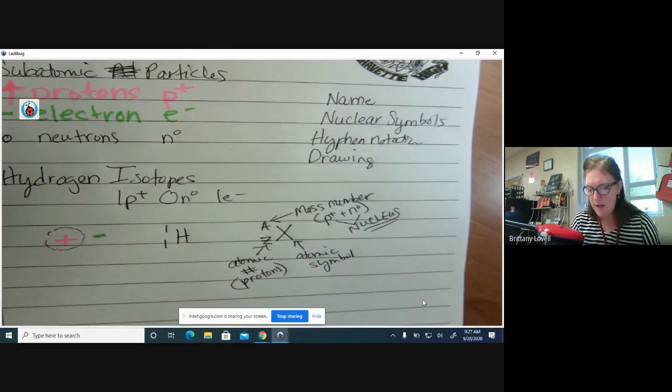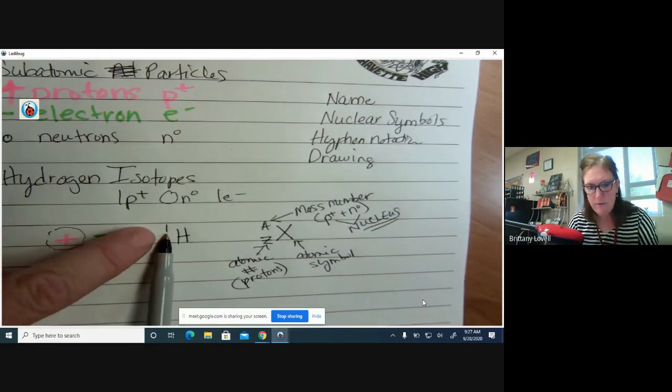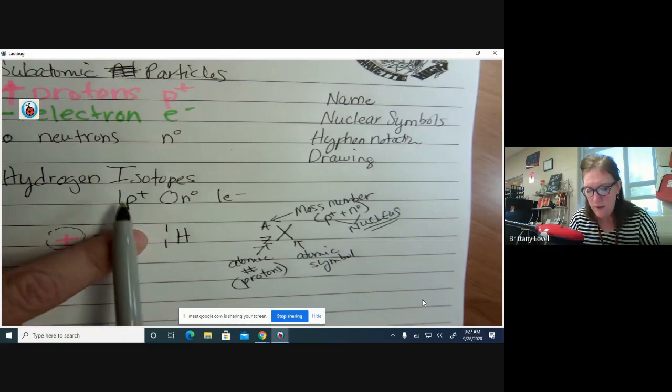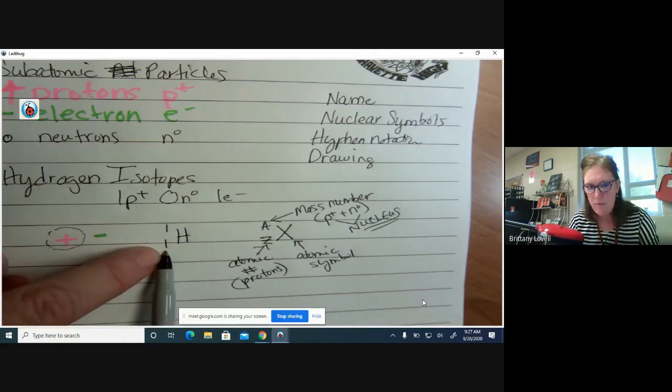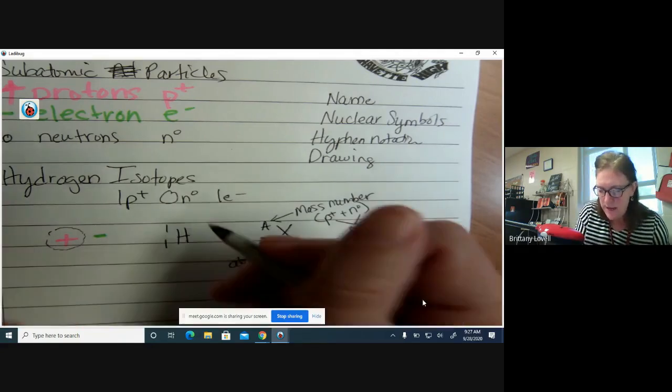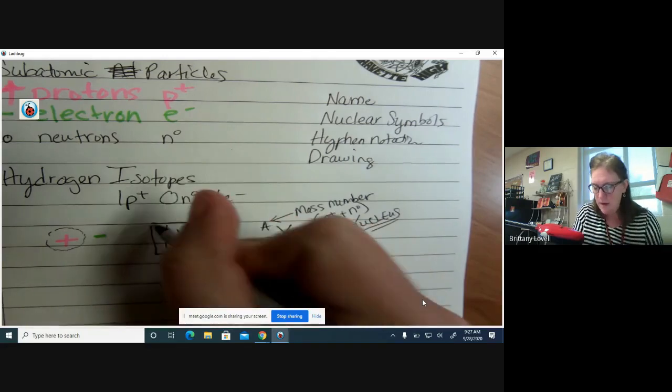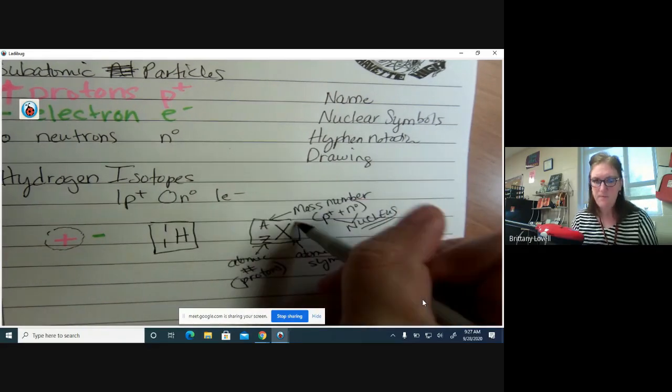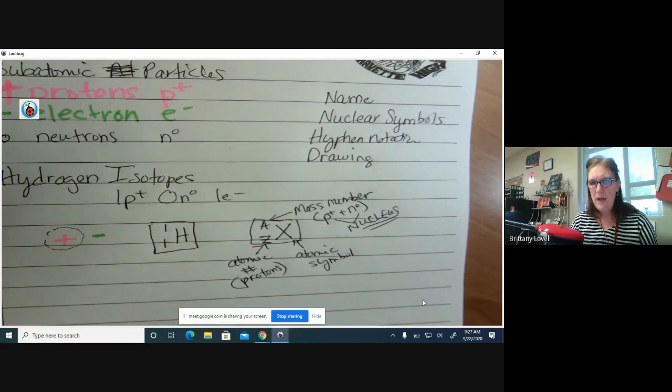Okay. All right. So here again, this is our mass number that comes from protons plus neutrons. So 1 plus 0. This is your proton number, your Z. This is called a nuclear symbol. Okay. Nuclear symbol.